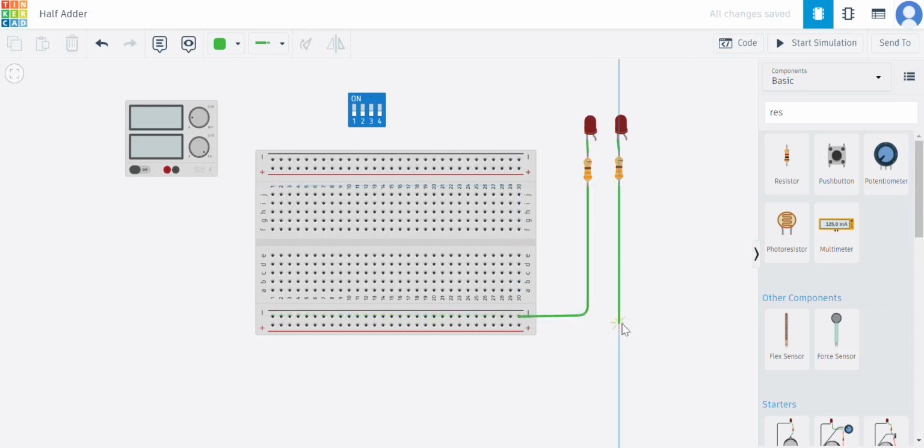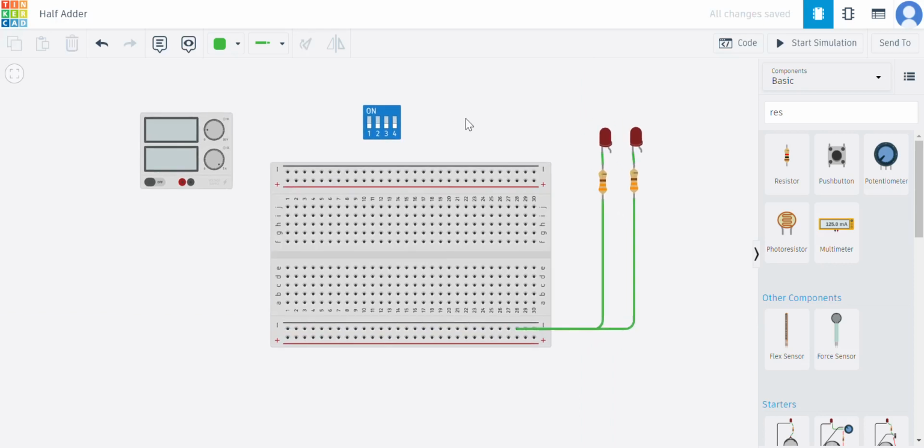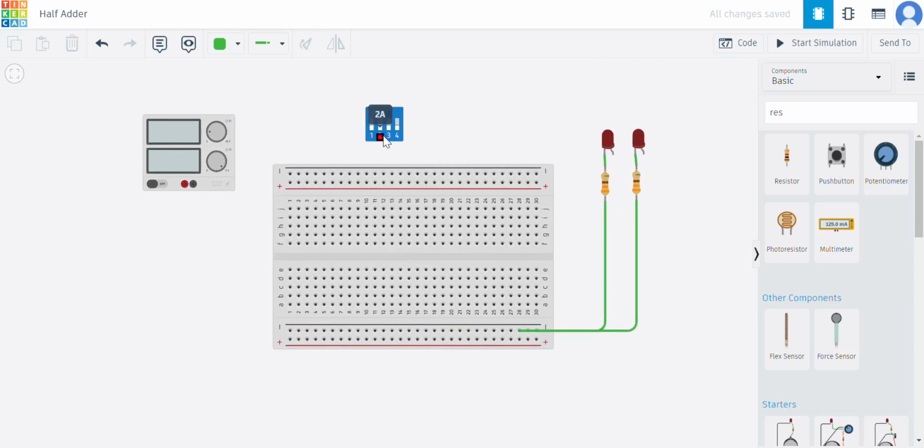Similarly for this also. So one from the two LEDs will act as the sum and the other will act as the carry. We are only using two inputs, so we will use two switches, and both we will give them high inputs so that we can change the inputs according to our convenience.